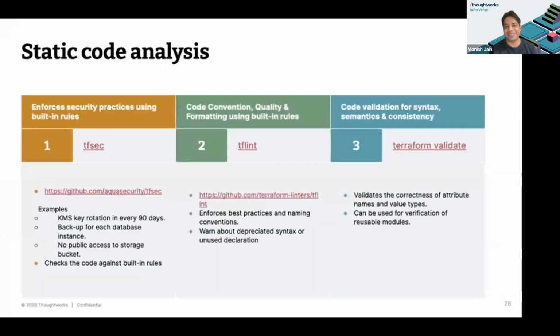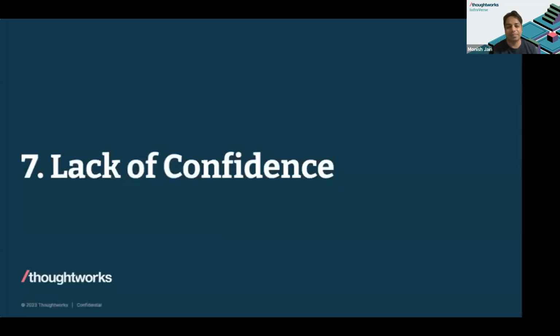Sorry about the lack of time, so I'm just skipping through some of these. Some of these static code analysis tools are TFSec. It's a very good tool. You can integrate it with your CI/CD pipeline. TFLint is a formatting and linting tool, similar to various linting tools that we have for other development frameworks like Java and Node.js. And then we have Terraform Validate, which validates the syntax and semantics for consistency. So there are various tools that we can use.